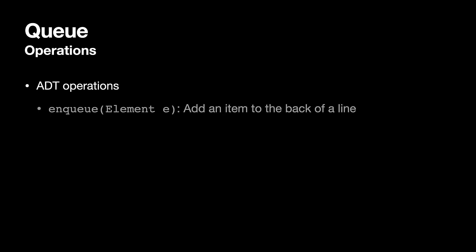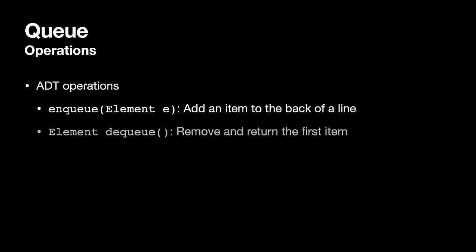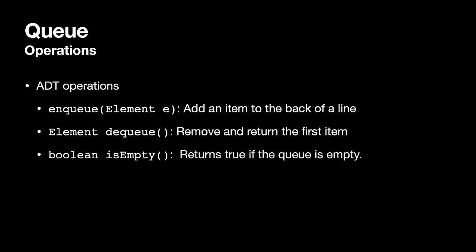Okay, so queue operations. As an abstract data type, it has a couple of common operations. One of them is enqueue, where you enqueue an element, which is basically adding an element to the back of the line. There's also the complement of that, the dequeue, which removes an element from the front of the line and returns it. There's an isEmpty method to determine whether the queue is empty or not. So let's go through a conceptual example.